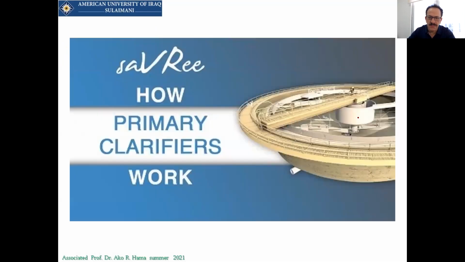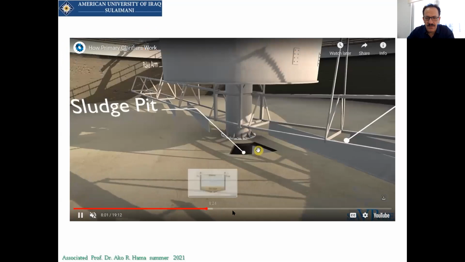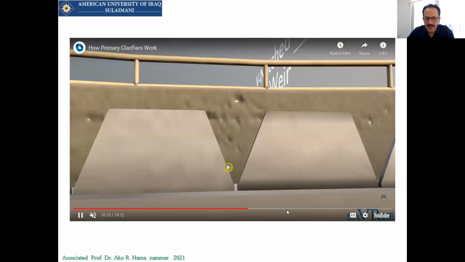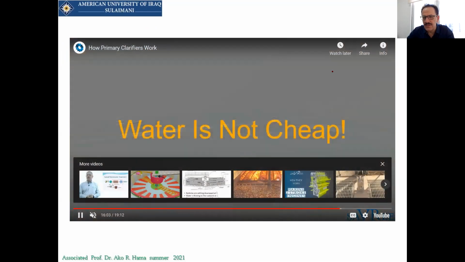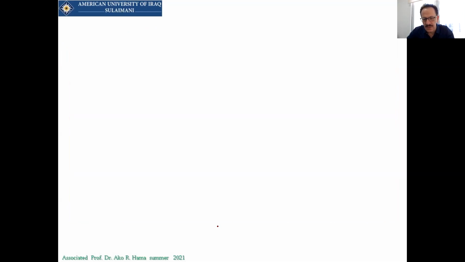You can see the video. I think I can put a link. Here's the link. You can see how these tanks are working, and the idea is to see how these tanks work.